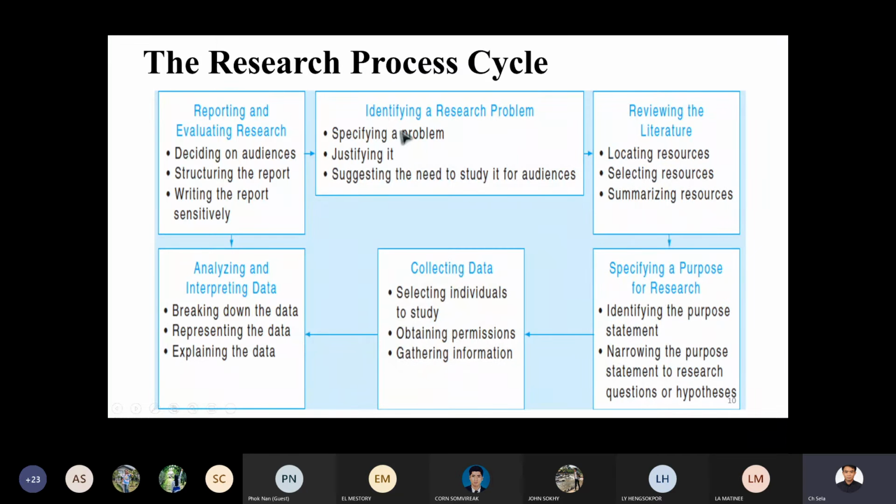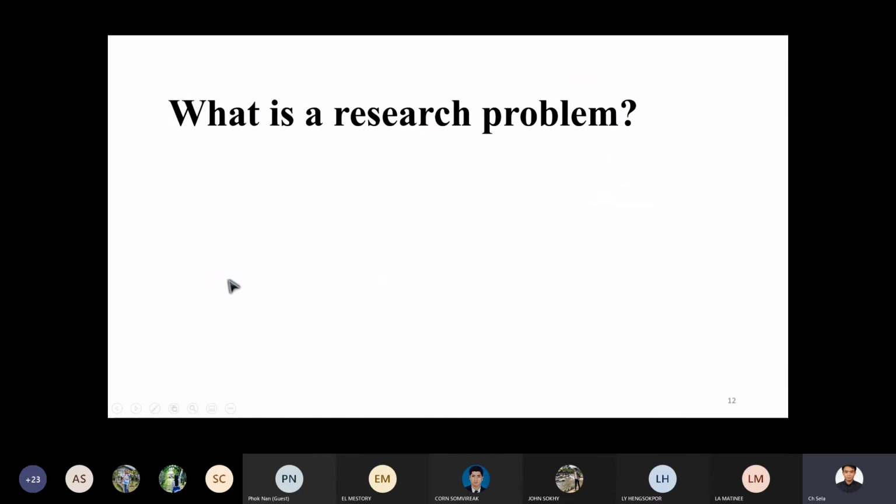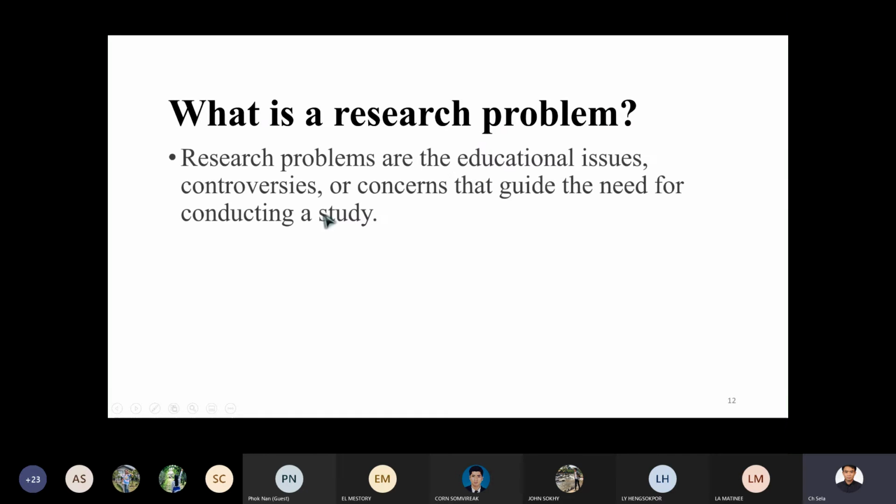Now the reason I don't want you to be so serious with this one is I just want you to get to know what they are and the purpose of each point, because whatever is here, we are going to talk about again later on. So what is a research problem? Research problems are the educational issues, controversies, or concerns that guide the need for conducting a study.